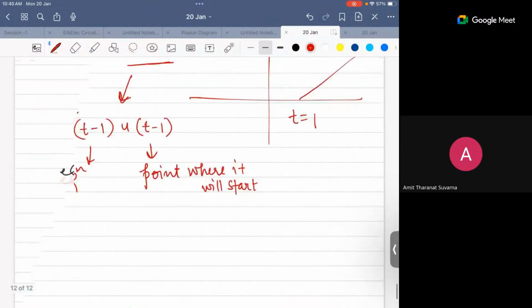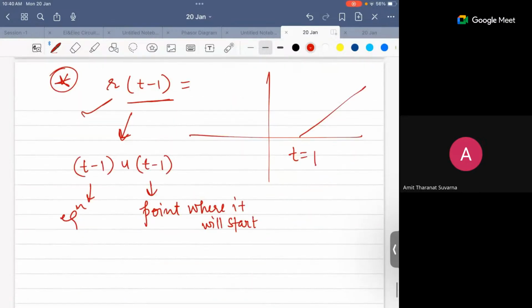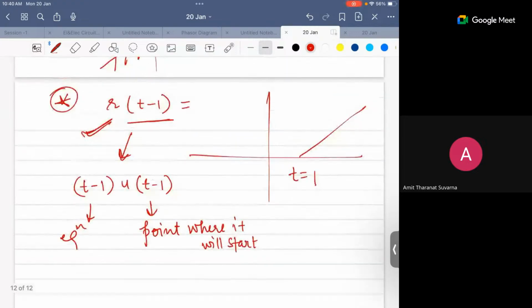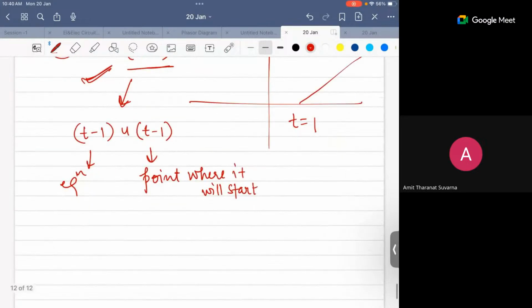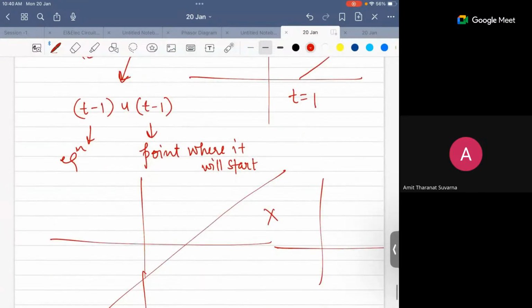Sir, can you plot the graph for this one? See, the graph of u of t minus 1 will shift from the x-axis by one. t minus 1 will be something like that. Now you are multiplying with this function u of t minus 1. So everything before this will be 0, and it will start from here only. Correct?